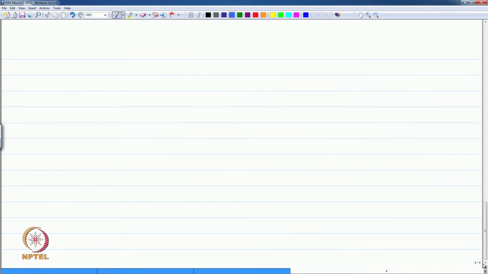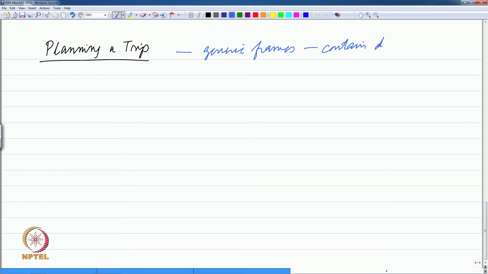I am rushing through this and I would expect you to read chapter 8 from Brachman and Levesque, where the example that I am talking about is discussed in more detail. I just want to illustrate the idea behind this kind of frame structure. Okay. So, the basic idea is that generic frames contain knowledge and they are used to create individual frames.